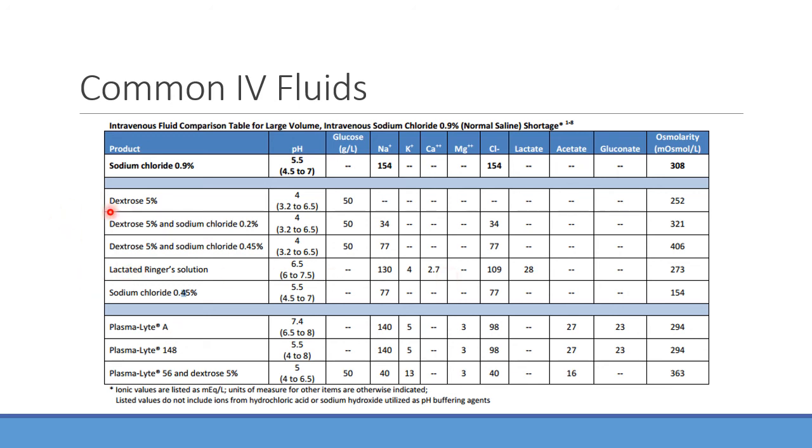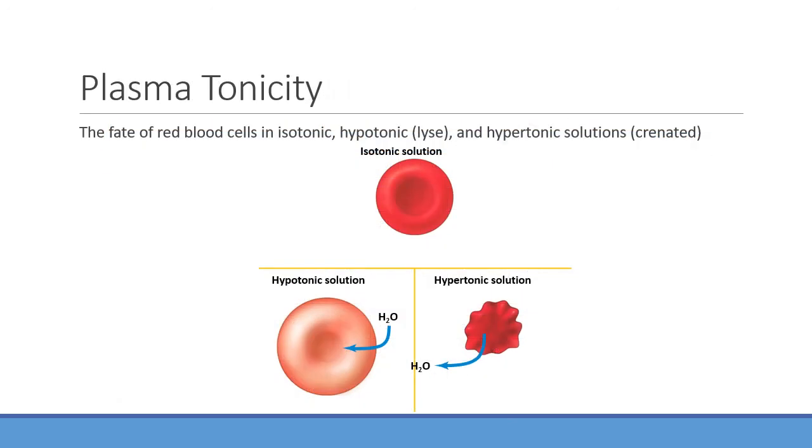So those are the main takeaways. Just know what's going to happen if I give an isotonic fluid, a hypertonic fluid, or a hypotonic fluid, and what happens with that fluid shift there. Just know these are going to be some common fluids you're going to run into in the clinical realm. So again, plasma tonicity: isotonic solution, you see no shift. If I give a hypotonic solution, cell swelling. Hypertonic, cell crenation occurring there.